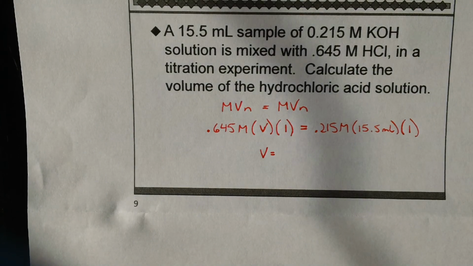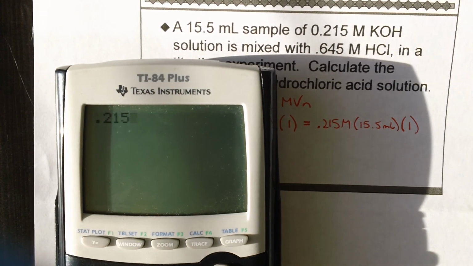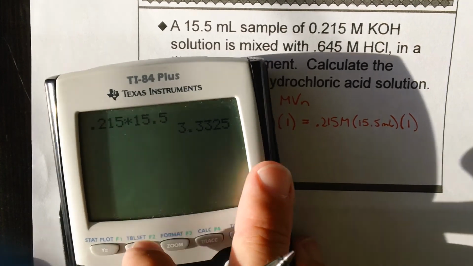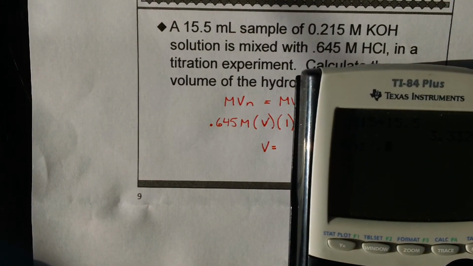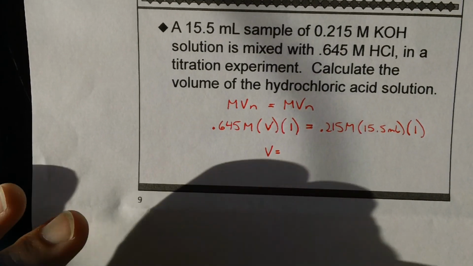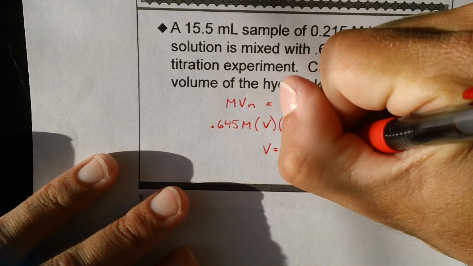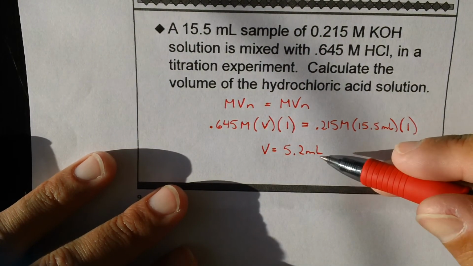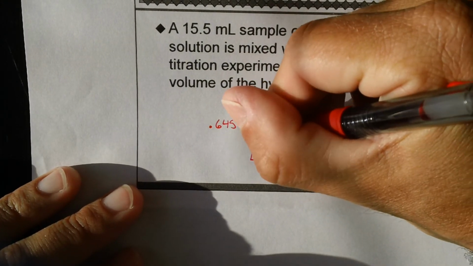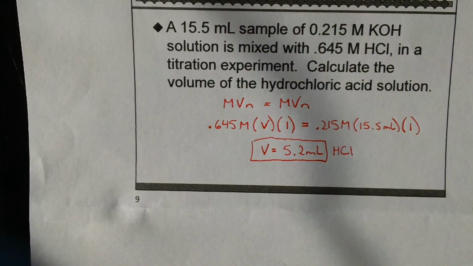This one, I don't have the answer here, so I'm going to plug it in really quick. 0.215 times 15.5 times the 1 divided by 0.645 divided by 1, if you're really excited, is 5.2 milliliters. That milliliters went to the tens place. That's a good indicator that sig fig wise this one should go to the tens place, and that would be the volume of the HCl that we needed.